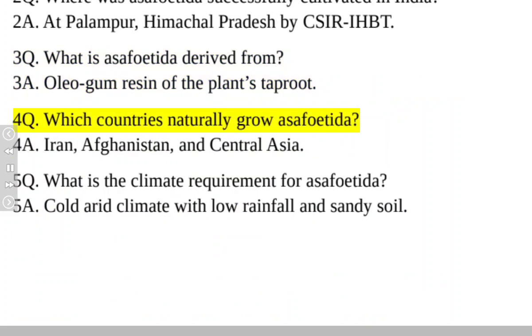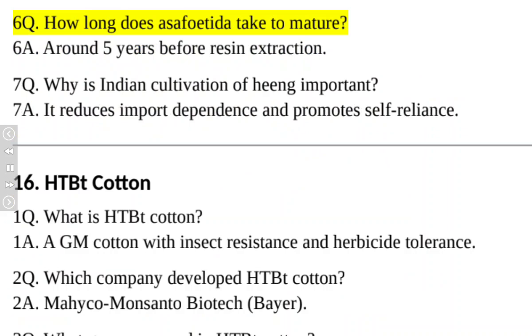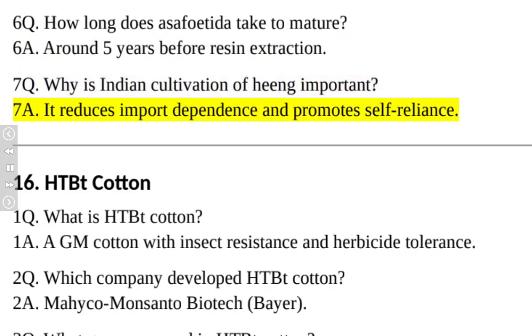4Q. Which countries naturally grow Asafoetida? 4A. Iran, Afghanistan, and Central Asia. 5Q. What is the climate requirement for Asafoetida? 5A. Cold arid climate with low rainfall and sandy soil. 6Q. How long does Asafoetida take to mature? 6A. Around 5 years before resin extraction. 7Q. Why is Indian cultivation of heeng important? 7A. It reduces import dependence and promotes self-reliance.